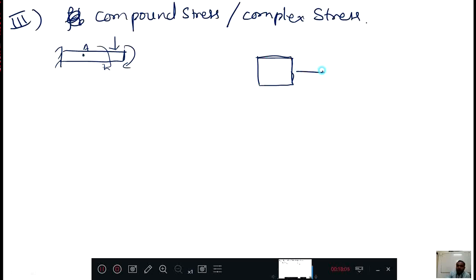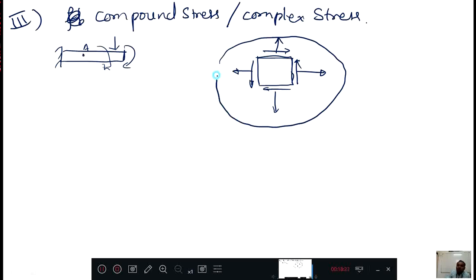Then this force may be pulled in this direction, it might be pulled in this direction, or some shear might be applied to that. Now this element, this point, is subjected to compound stress. It means the compound stress is a combination, or a combined effect, of normal stress and shear stress.